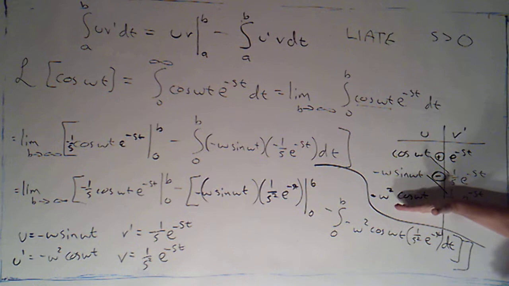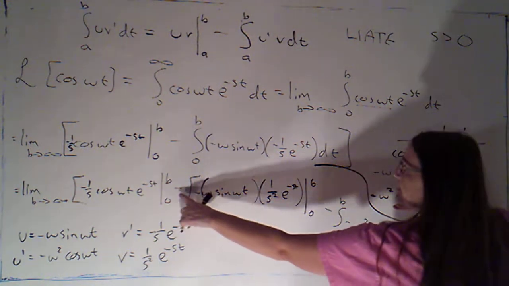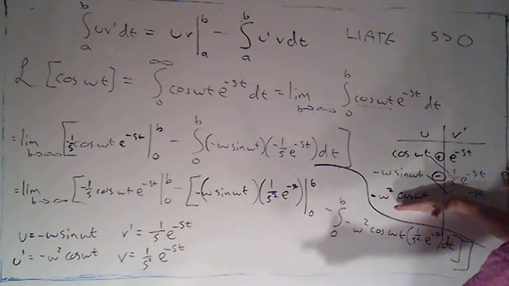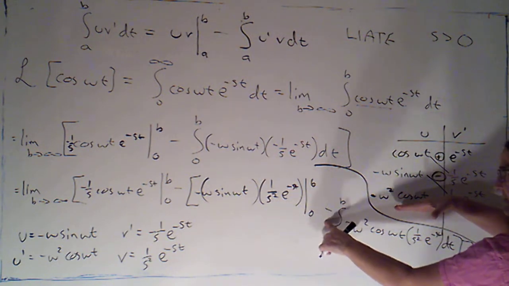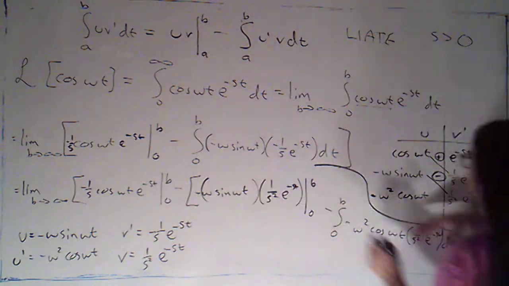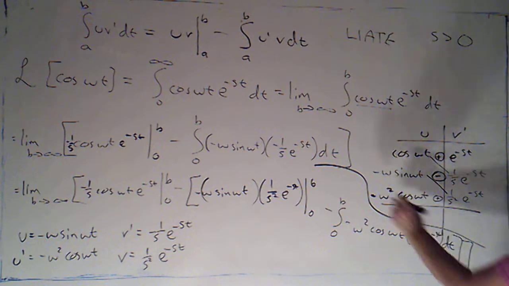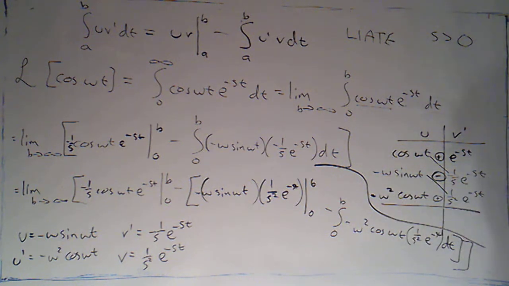Now, if I take a look at this integral, I'm subtracting twice, because this was the second time I did integration by parts. When I do integration by parts, I subtract the integral, but that was already part of what I was subtracting. So basically, I'm going to be adding this integral.